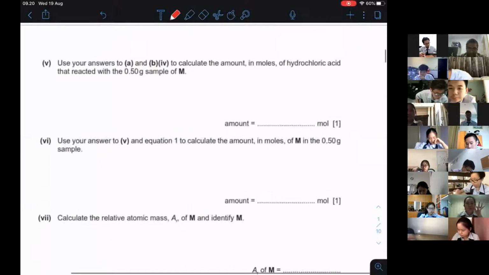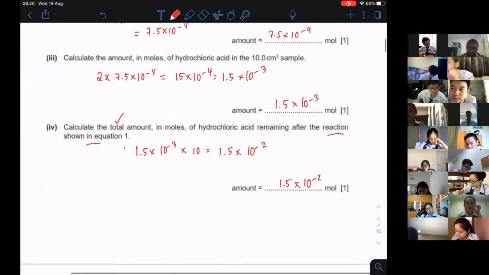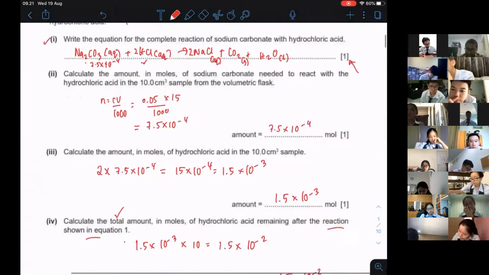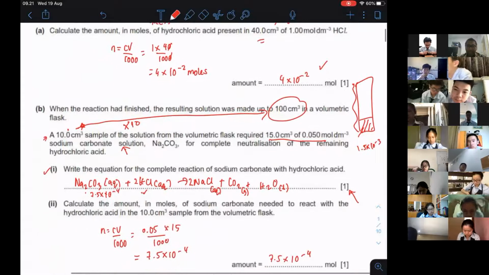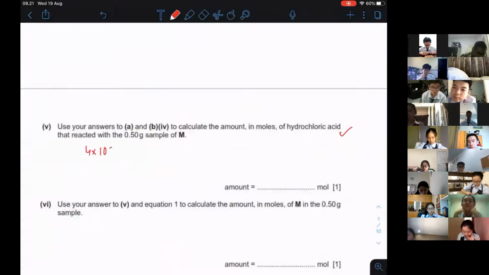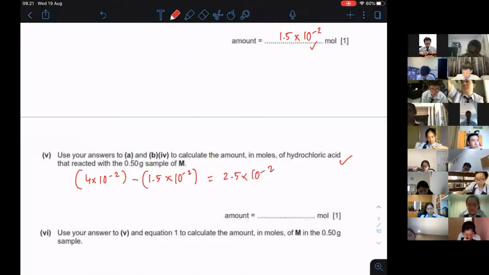Now, use your answers in A and B4 to calculate the number of hydrochloric acid that has reacted. Take note that the one that is not reacted is going to be 1.5, which you already counted just now. The remaining is 1.5, but I know earlier that HCl is 4 times 10 -2. So I can find out the one that reacted: 4 times 10 -2 minus 1.5 times 10 to the power of -2, and you will get 2.5 times 10 -2 moles.